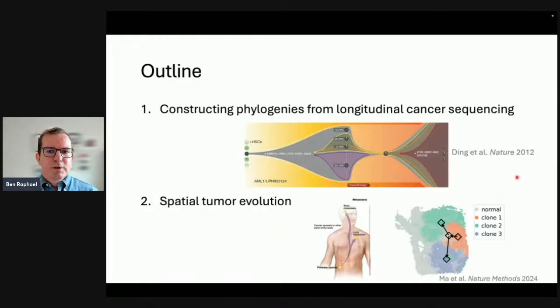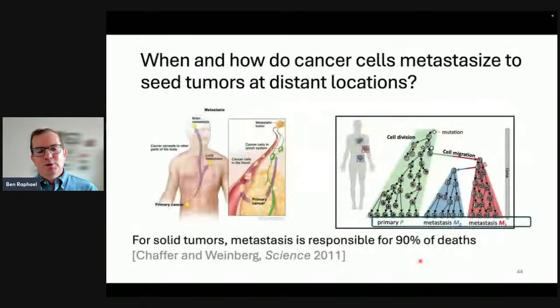Okay, so in the last several minutes here, I wanted to switch gears and talk about spatial tumor evolution and talk about this at 2 scales. So one is at the scale of cells migrating between different anatomical sites, and one is at the micro scale within one tumor. So sort of understanding when and how cancer cells metastasize is a really important question in cancer.